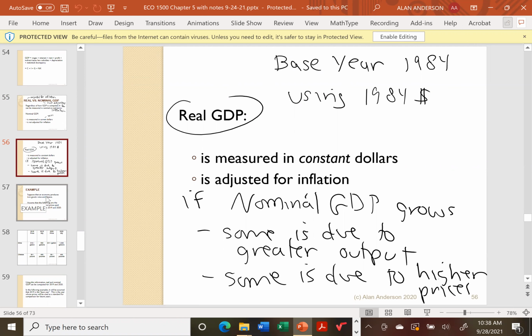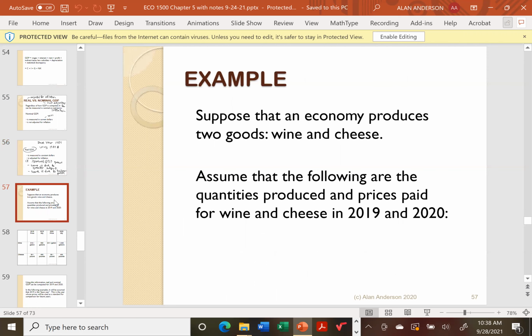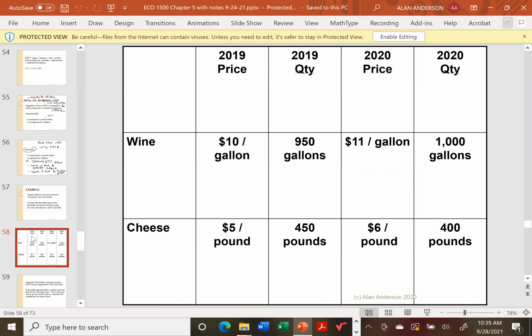And so we're about to look at an example to see how we calculate both nominal and real GDP. Once you see the actual numerical examples, this will make a lot more sense. Right now, it sounds very abstract, but we're going to understand a lot more what this is all about. So let's assume that there's a small economy that only produces wine and cheese. Let's say it's some tiny little island country off the coast of France, and that's all they make, wine and cheese. And so this chart is telling us how much wine they made and how much it cost.